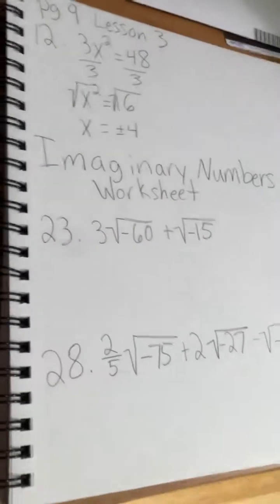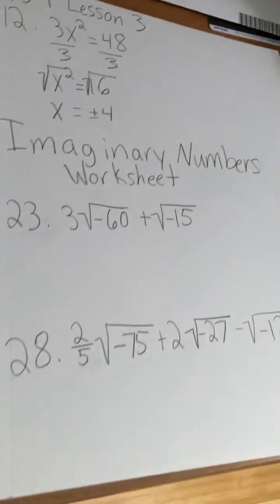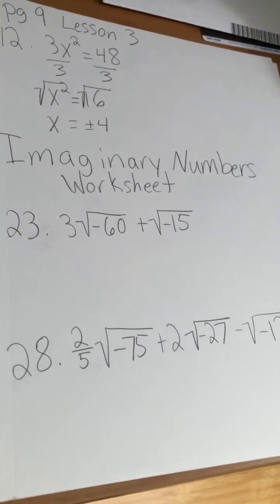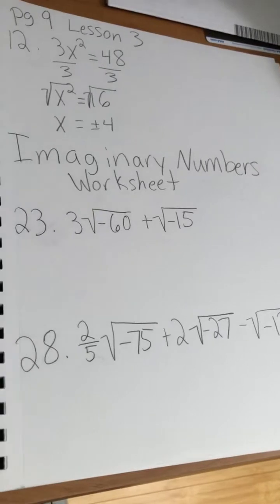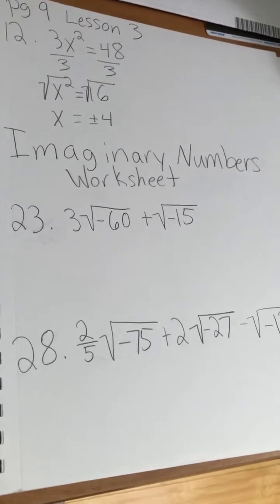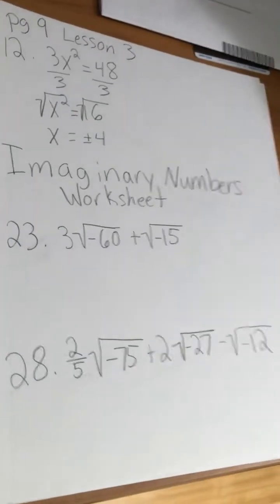Now for time's sake, I'm not going to separate this video out. I'm going to go straight into the imaginary numbers worksheet. For homework, you are supposed to do 17 through 28. I'm choosing to do 23 and 28 due to the fact I think that they're one of the harder ones if you didn't know what to look for.